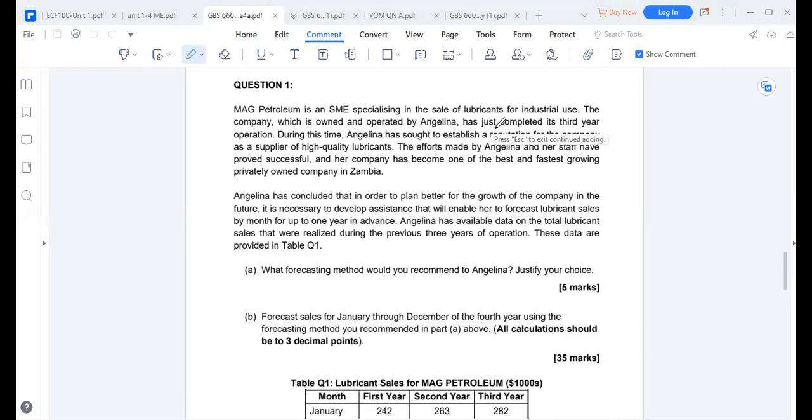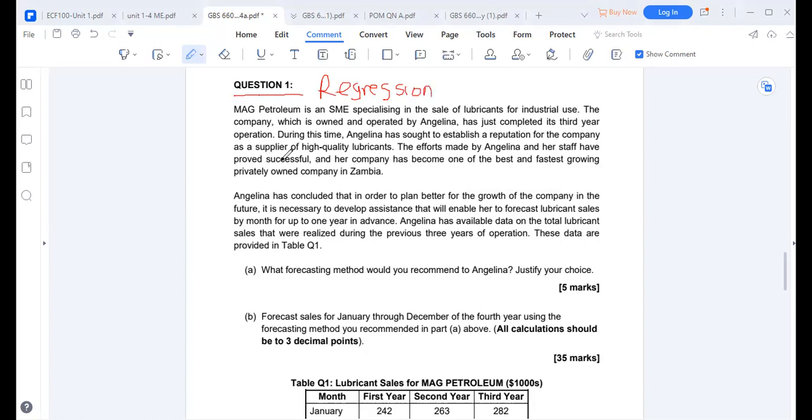The first question is on forecasting and forecasting techniques, one of the topics among the 6 topics that are there in POM. So the first one is on forecasting techniques. And in forecasting, we use regression and correlation analysis. So this question was on regression and correlation analysis.